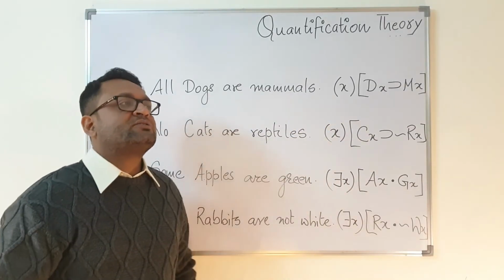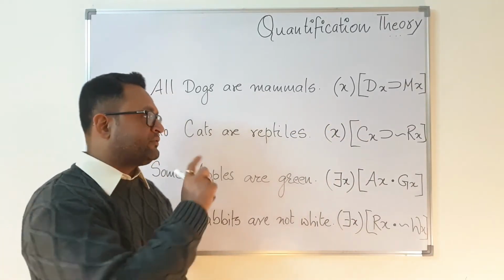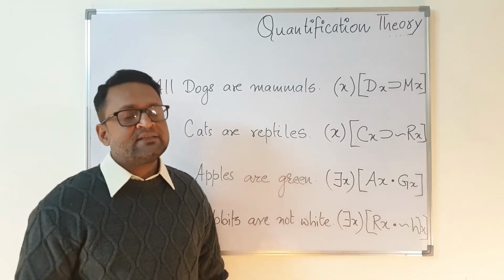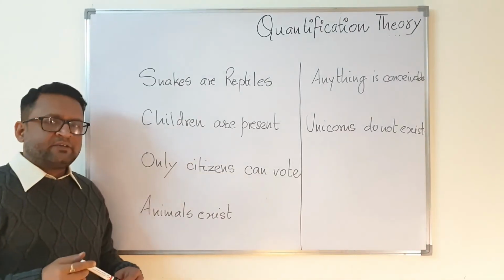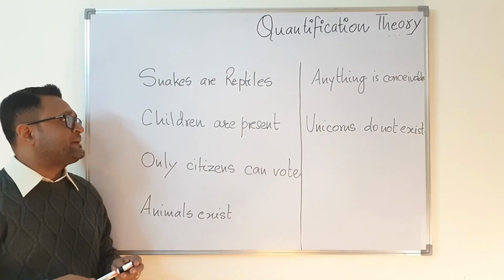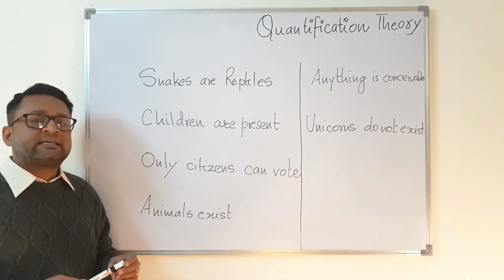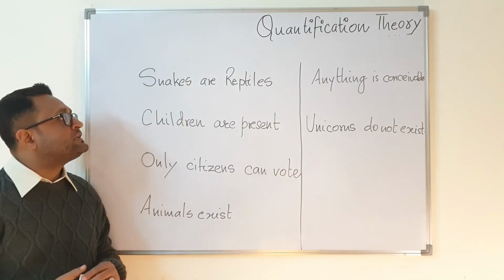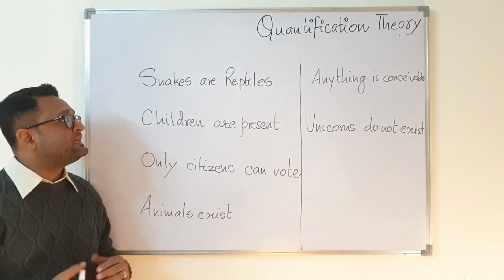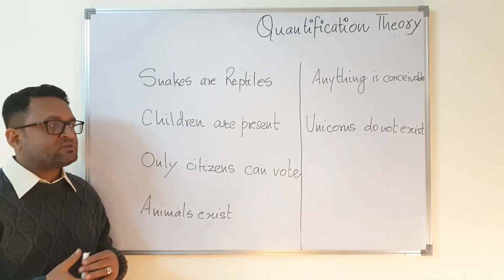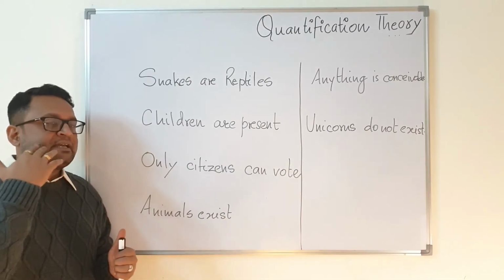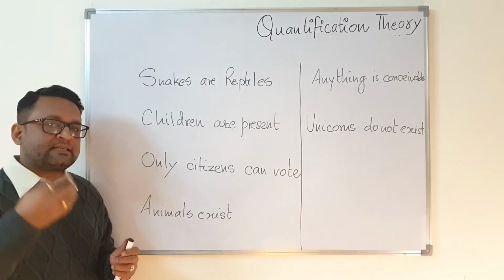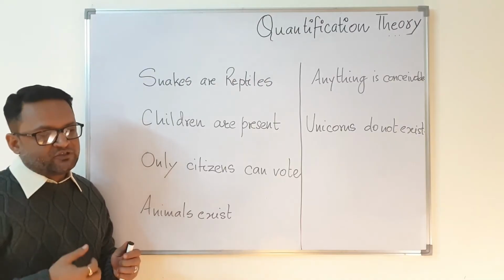So you need to also understand it from the logical point of view, how we are symbolizing these propositions. Let us take a few more examples. The first one is "snakes are reptiles." Now as you can see, there is no "all" used, or "some" used. Now the beauty of these kinds of sentences is that you need to understand the language.